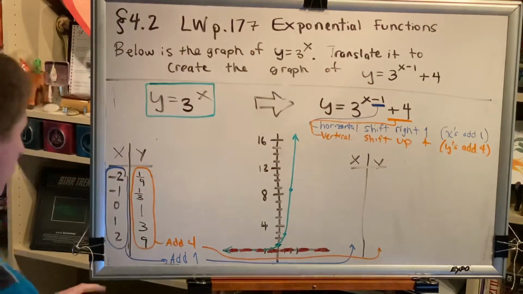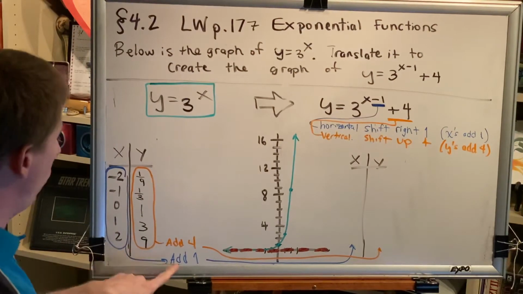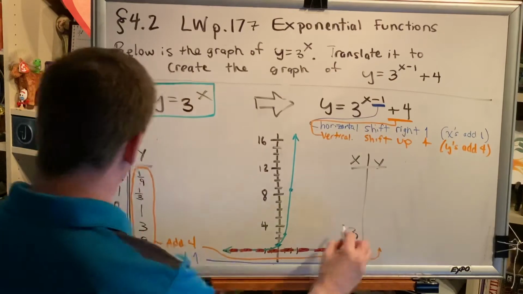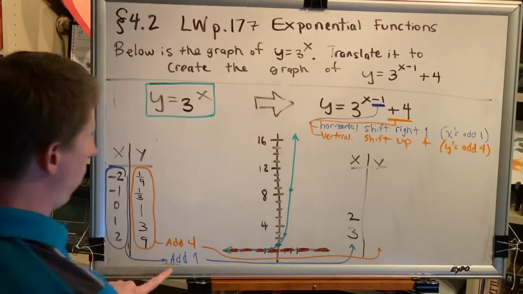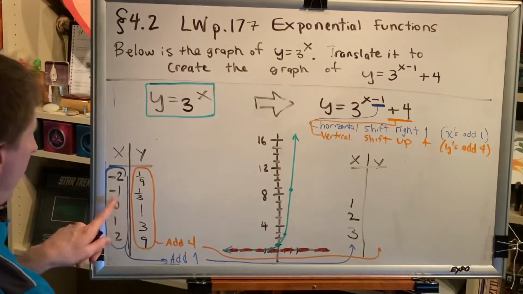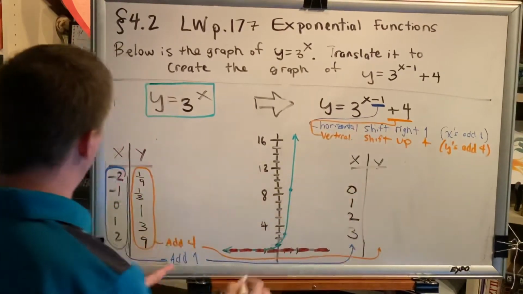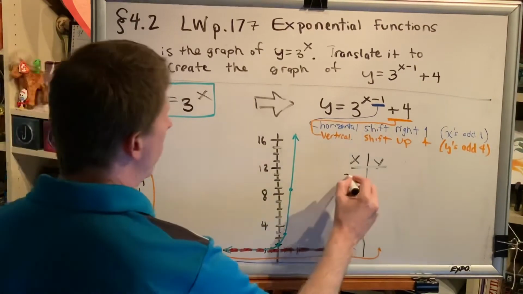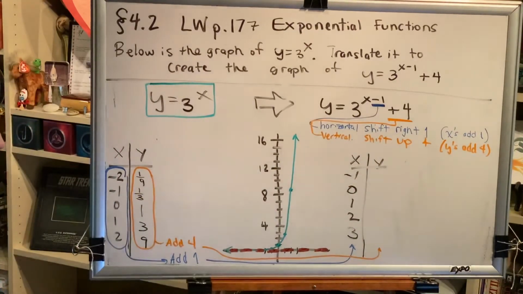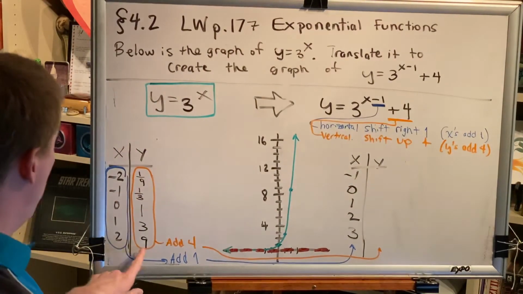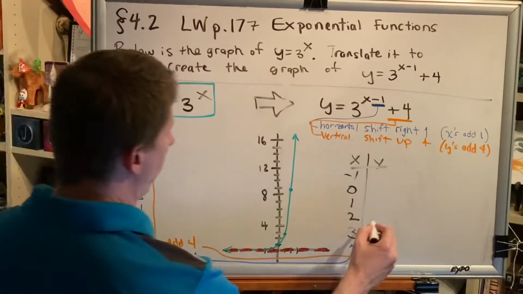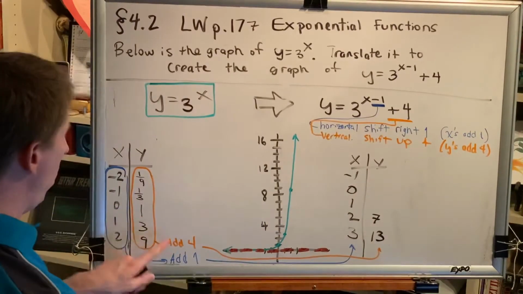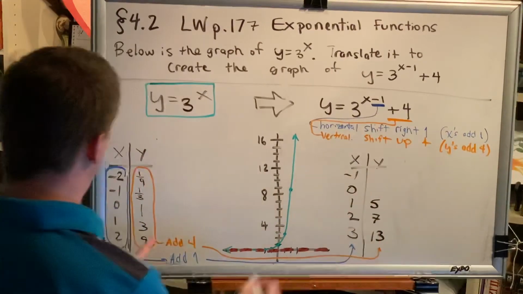Let's start with the x's, and let's start at the bottom. 2 add 1 is 3. 1 add 1 is 2. 0 add 1 is 1. Negative 1 add 1 is 0. Negative 2 add 1 is negative 1. Okay, y's we're going to add 4. 9 add 4 is 13. 3 add 4 is 7. 1 add 4 is 5.